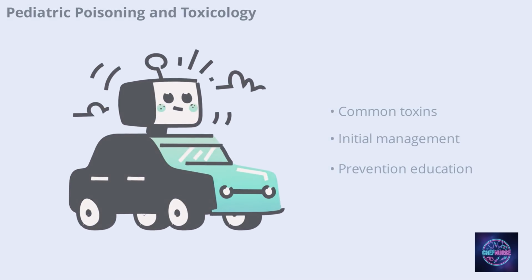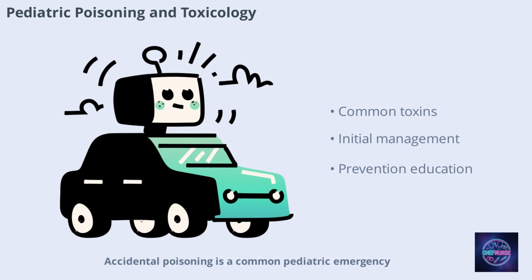Accidental poisoning is a common pediatric emergency. The NCLEX may ask about common toxins, initial management, and prevention strategies. Knowing when to administer activated charcoal or call poison control is important. Educating families about safe storage of medications and household chemicals helps prevent future incidents.